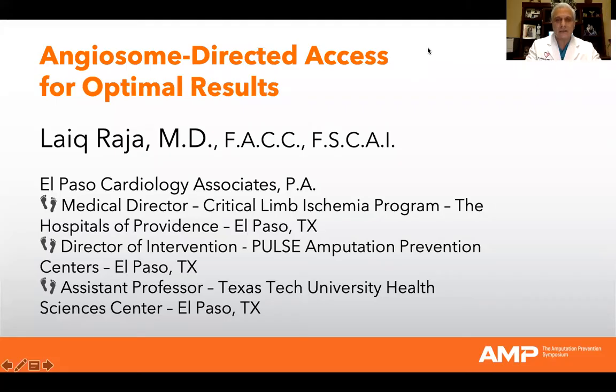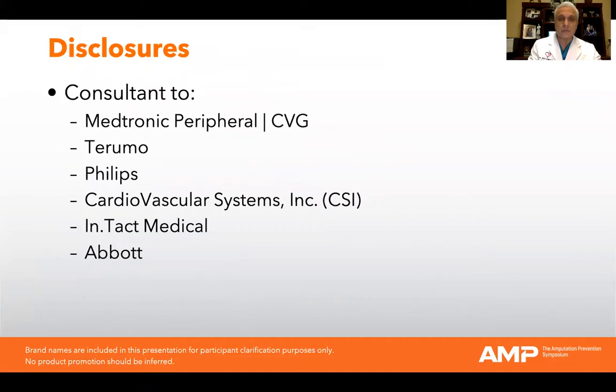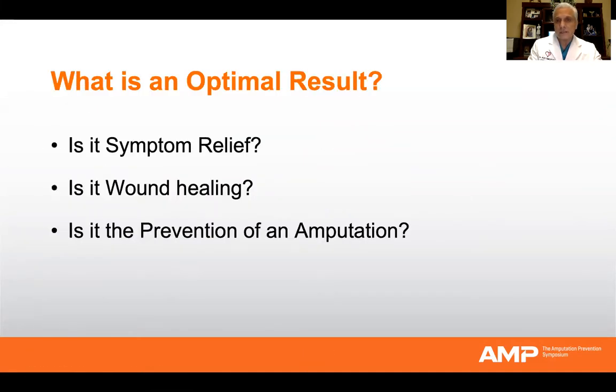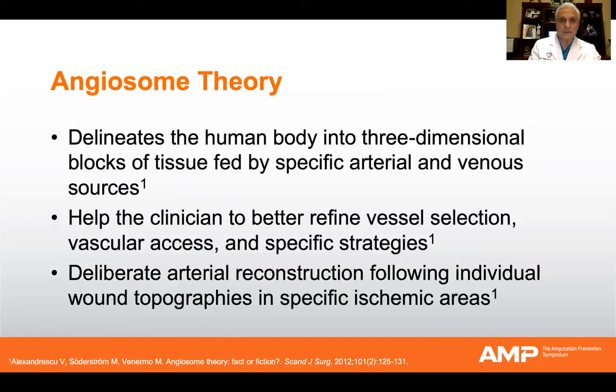The topic of my talk today is angiosome-directed access for optimal results. I will talk about the angiosome concept, and then about the different accesses utilized for patients with CLI. So what is an optimal result? We have to define that first. Is it symptom relief, wound healing, or prevention of amputations?